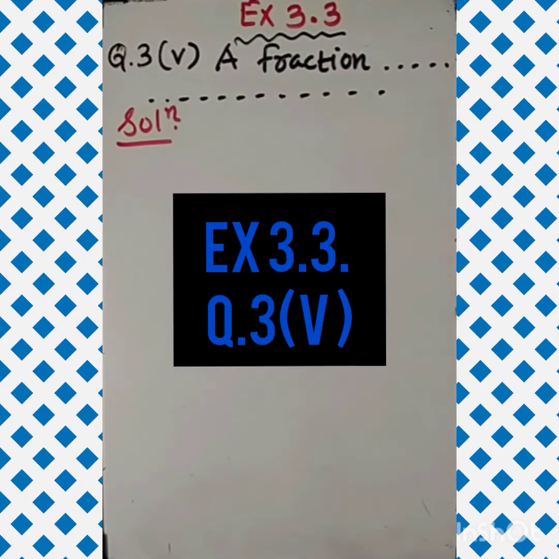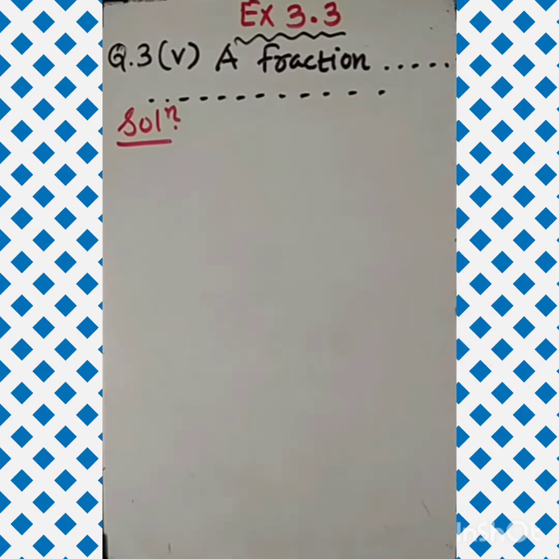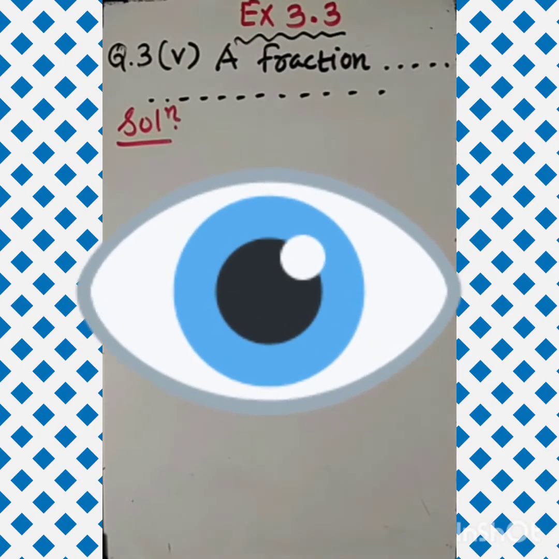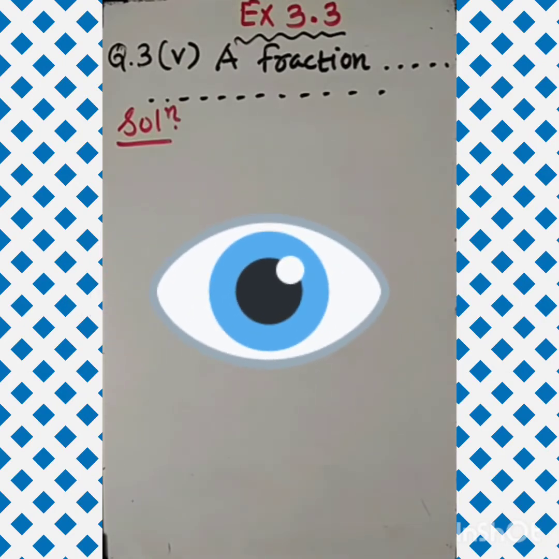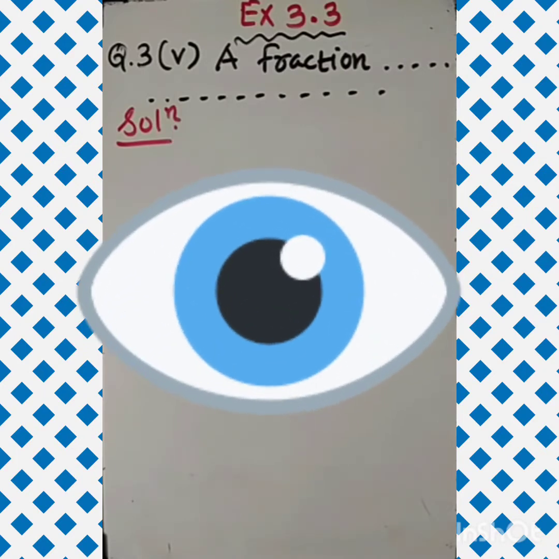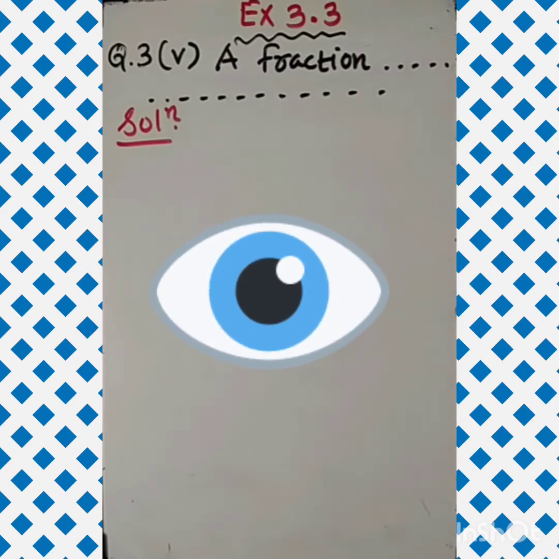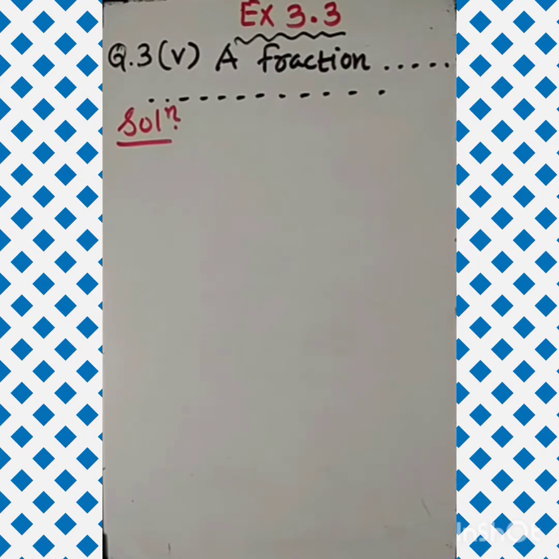Exercise 3.3, question number 3, the fifth question. The question is, a fraction becomes 9 by 11. We know fractional numbers are always in p by q form. So 9 is the numerator and 11 is the denominator. If 2 is added to both the numerator and the denominator, this is the first case, and 3 is added to both the numerator and denominator, then it becomes 5 by 6.